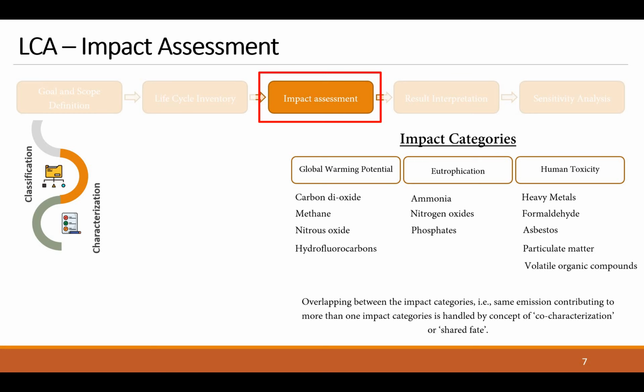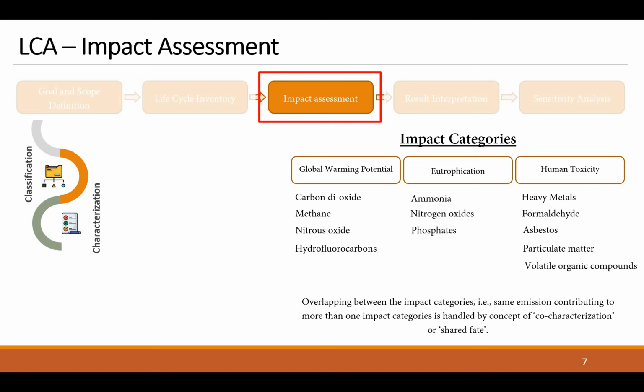One thing I can highlight here is that, as I said previously, many times these impact categories share overlapping regions, and to accommodate that properly, we have to go for co-characterization or shared fate technique, which we won't be discussing in this video. But yeah, characterization. So what exactly is characterization now?